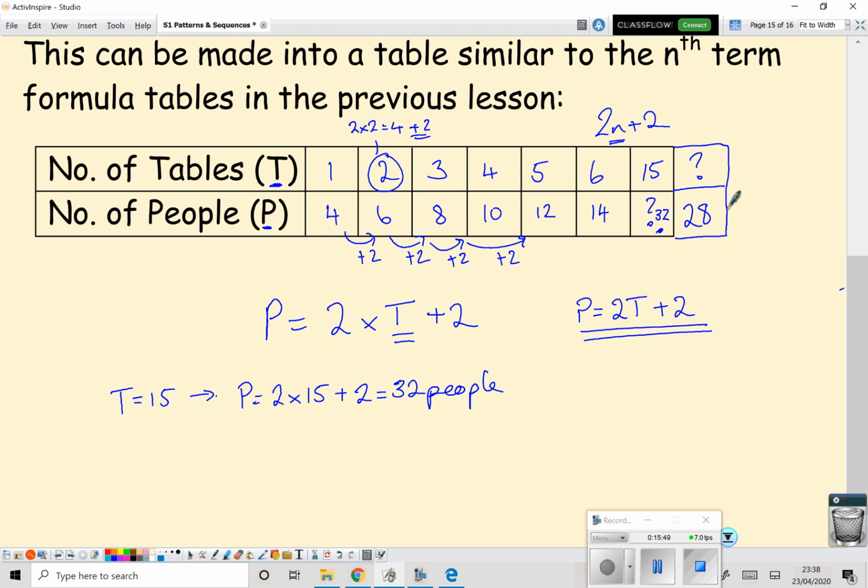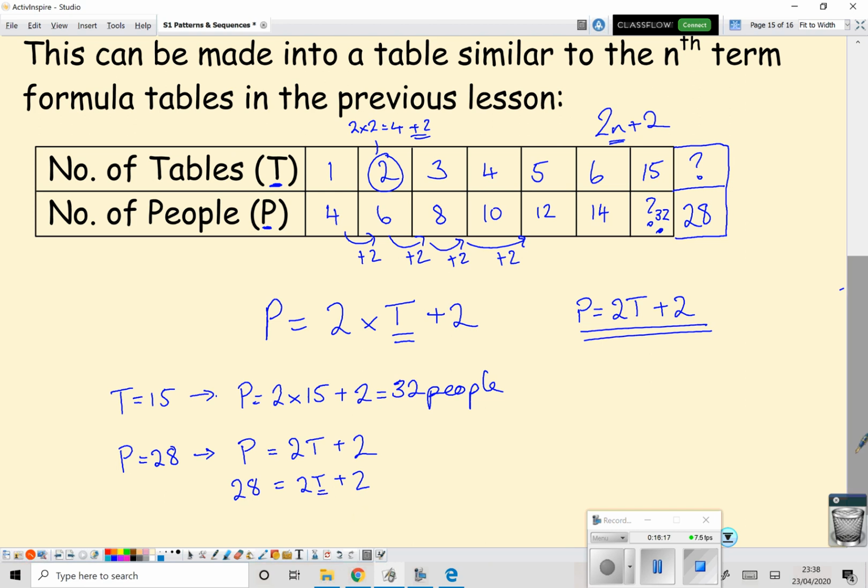But what if I wanted to work in reverse? What if I knew the number of people that was coming in? So what if I knew that the number of people was equal to 28 and I wanted to work out what the number of tables was? Well, what that would mean is that instead of P equals 2T plus 2, I would know the number of people was 28, and that would be equal to 2T plus 2. Well, hang on a wee minute. I've got an equation that I'm going to have to solve here.